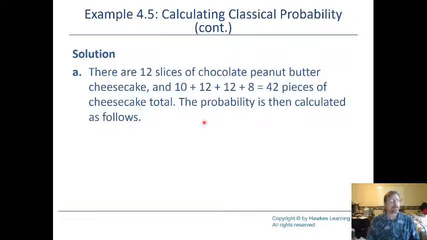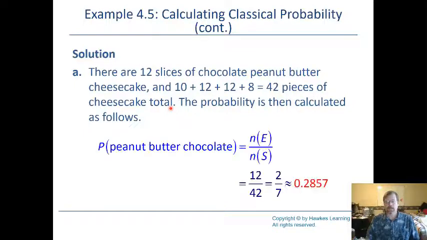So we've got 12 slices with chocolate peanut butter and 42 pieces total. Probability is the total number of things that fit our event over the total number of possible outcomes. So we've got 12 in the event, 42 possible. We can simplify that to 2 and 7, or go with the decimal, or call it 28.57%.